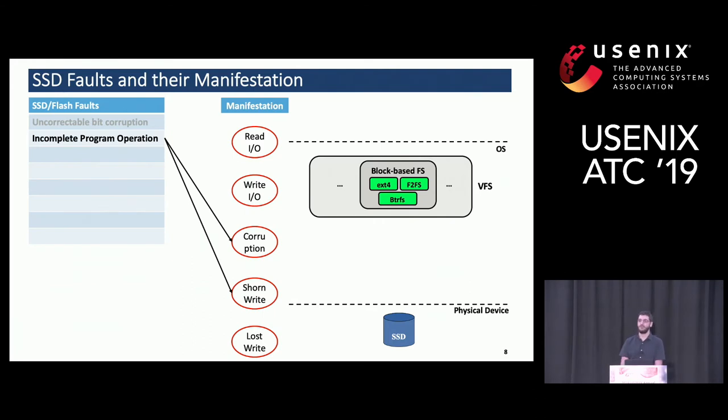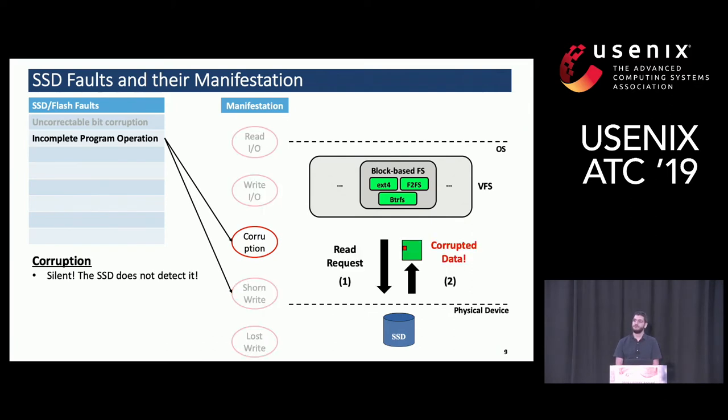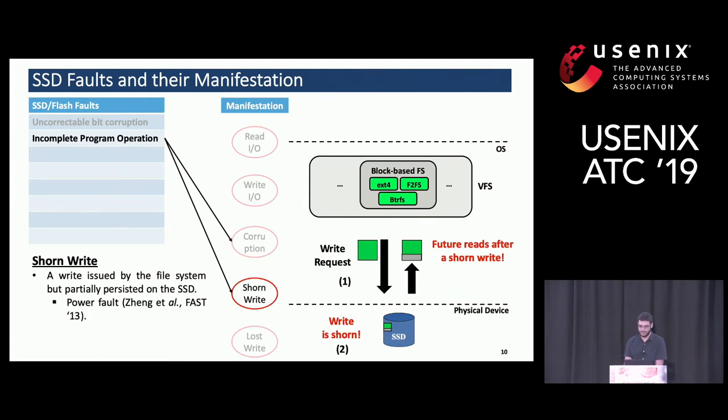Second, an incomplete program operation within the SSD can manifest either as corruption or as a shorn write. Note that this particular fault is silent. The SSD itself cannot detect the error using its own internal mechanisms. A shorn write in particular denotes the case where a write issued by the file system is partially persisted within the SSD and can only occur after a power fault. So future reads after a shorn write has been persisted will only receive partially written data.